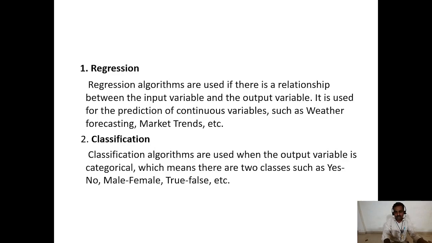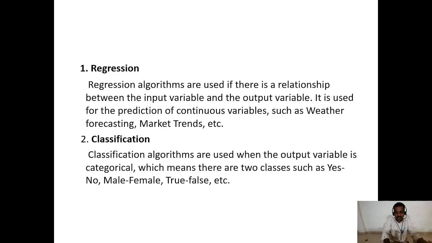So what is classification? Classification algorithms are used when the output variable is categorical. If the output variable is categorical, it means it can have two classes, either yes or no, male or female, true or false. These two classes are nothing but categorical variables. If the output variable is categorical, then you have to use classification techniques. Categorical means there are two classes only, whether yes or no, true or false, or fail or male, etc. So this is nothing but classification.